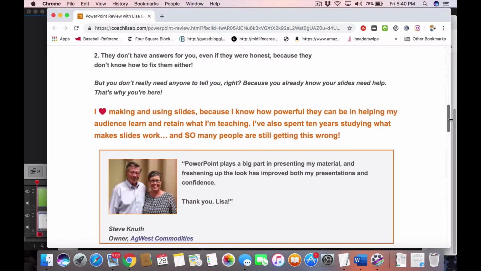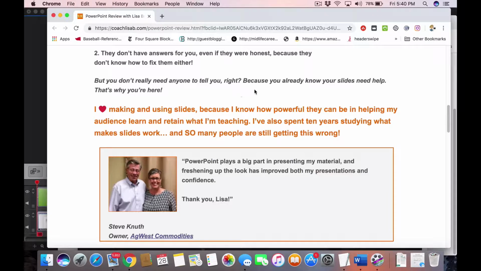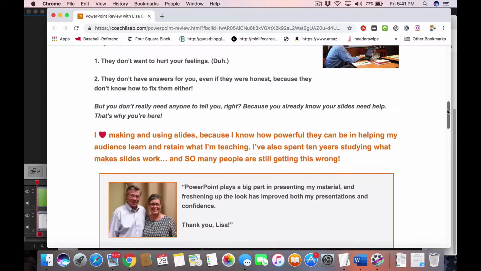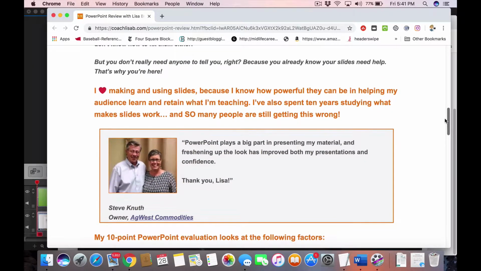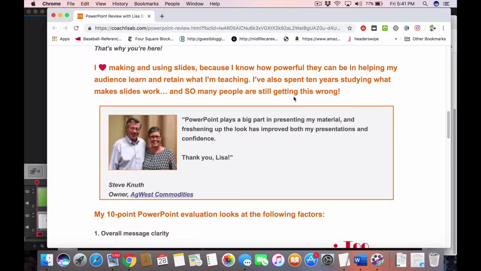Then here, I would get rid of this. This is quite negative. It doesn't really communicate what I think your stronger message is, which is I love making and using. I would not use the heart unless your audience is particularly receptive to this. Making and using slides. I know how powerful they can be in helping my audience learn. I've spent 10 years studying what makes slides work.